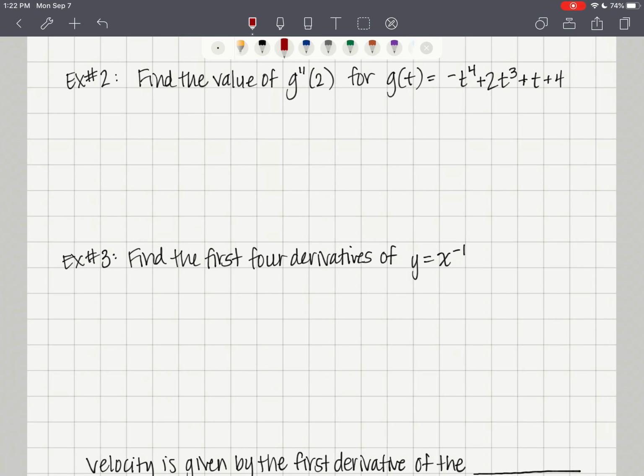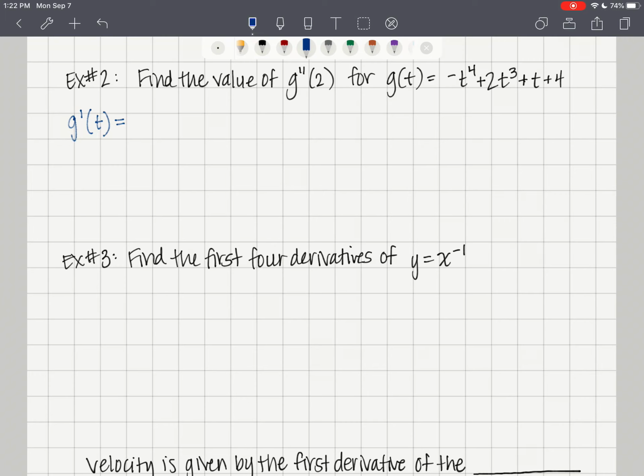Okay, example 2. Find the value of g double prime of 2 for g of t equals negative t to the 4th plus 2t cubed plus t plus 4. Now you start looking at this stuff and you're like, I am in the big time now. I'm really doing some calculus here. And you are. You were doing calculus when we were talking about limits and continuity, but you are really now getting into the heavy stuff.